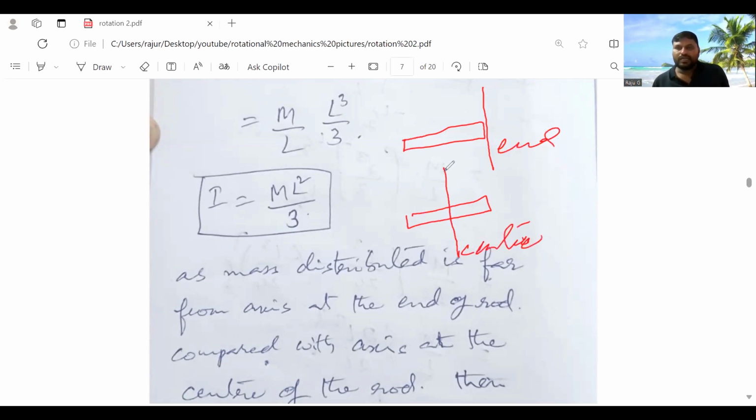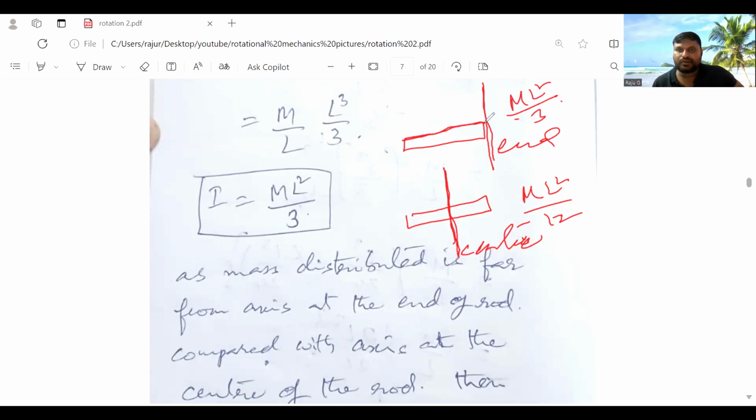So the moment of inertia about this rod is ml square by 12. Moment of inertia about this axis, when it is passing through the end of the rod, is ml square by 3. Clearly, ml square by 3 is greater than ml square by 12. Mass is distributed far away from this axis, when it is passing through the end of the rod, whereas mass is distributed the same but less away from the axis here. So that's why moment of inertia here is more, and here it is less.